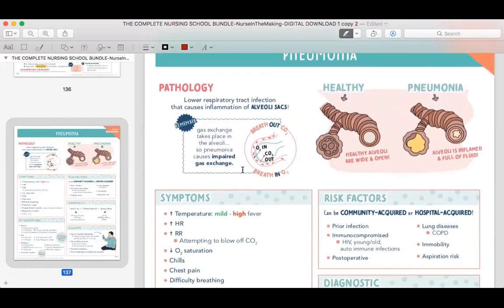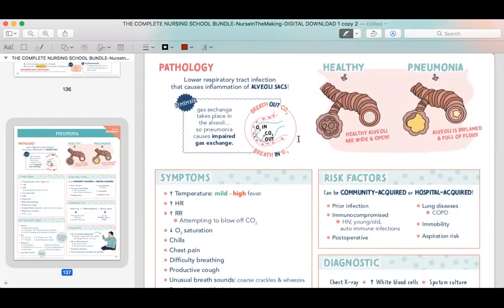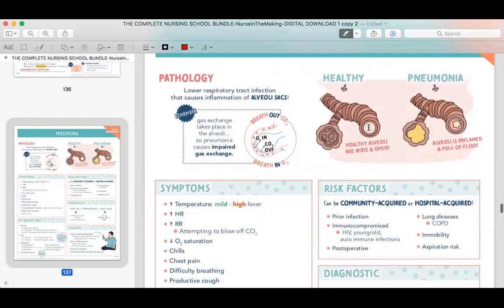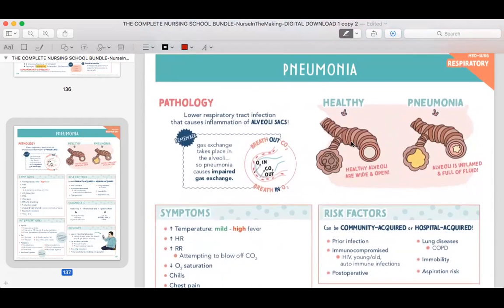Pneumonia. This is a lower respiratory tract infection. The alveoli sacs, healthy ones right here, right? And in pneumonia, the alveoli are inflamed and filled with fluid. This is caused when the patient is post-op, isn't ambulating, and isn't doing their spirometer every 2 hours. Now they have a buildup of fluid in their alveoli, it's inflamed, and there's an impairment of oxygen exchange.